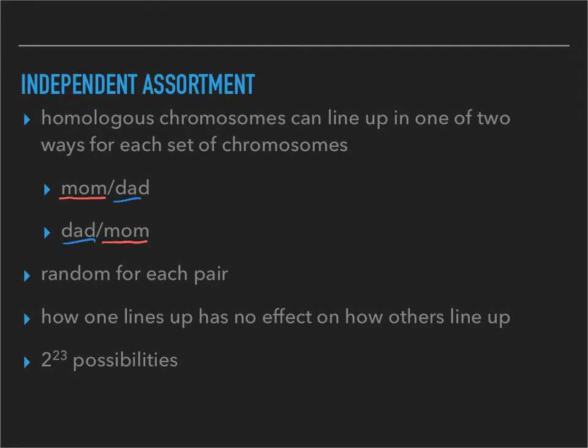So for the 23 different pairs of chromosomes we have in humans, that would give us 2 to the 23rd different possibilities of how they would line up, creating 2 to the 23rd genetically different types of gametes formed during meiosis.